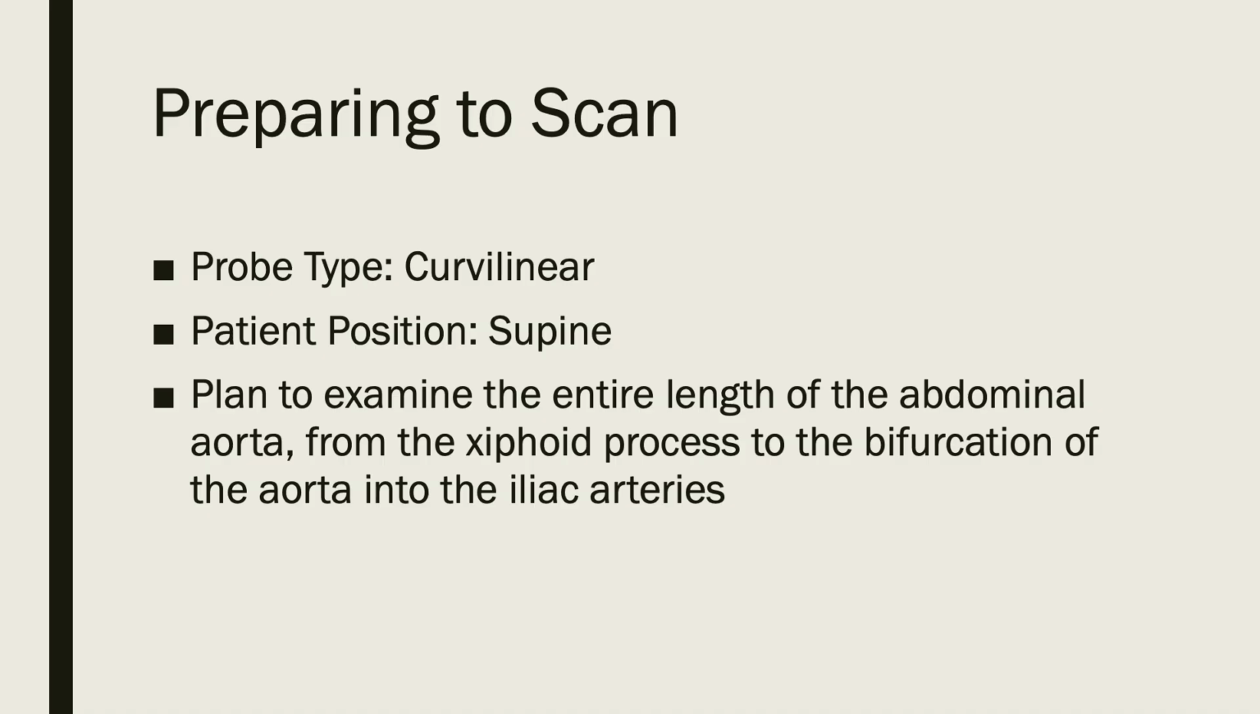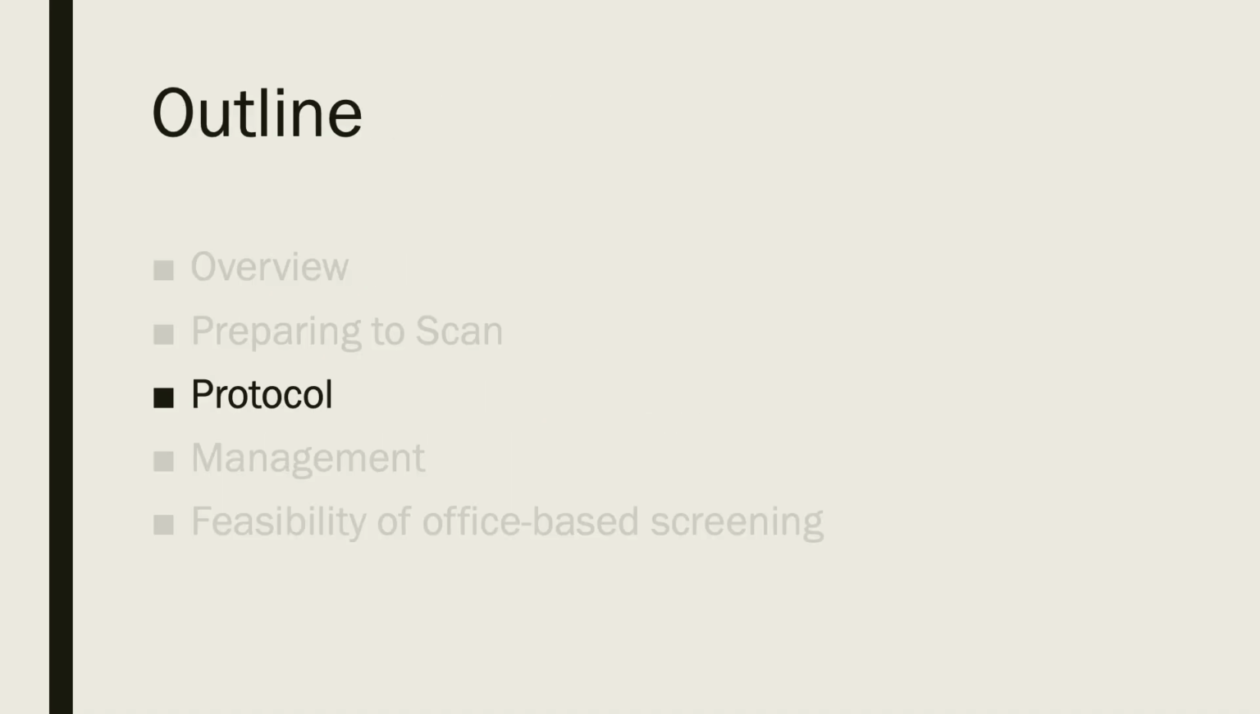You're going to want to make sure your patient is supine so that we get access to the structures we need to view. And you should plan to examine the entire length of the abdominal aorta, starting from just below the xiphoid process to the bifurcation of the aorta into the iliac arteries. There are a handful of views that you'll want to obtain to demonstrate in the EMR that you've adequately examined the abdominal aorta.